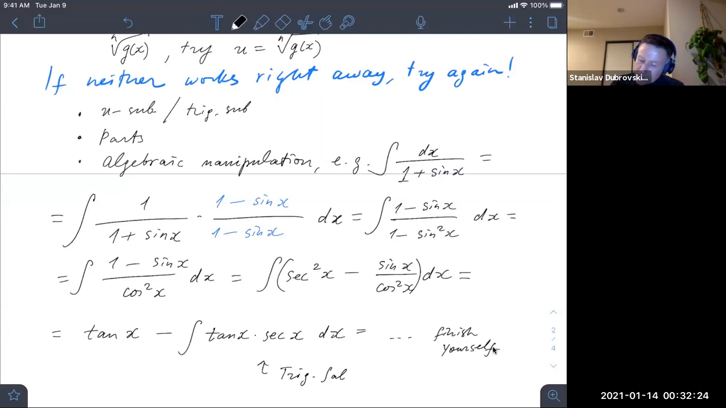Maybe one more hint. Well, you use the trigonometric integral here, though. You don't have enough powers of cosine to convert from one to another. So maybe it's just better to leave it as it is and integrate from here by a u sub.